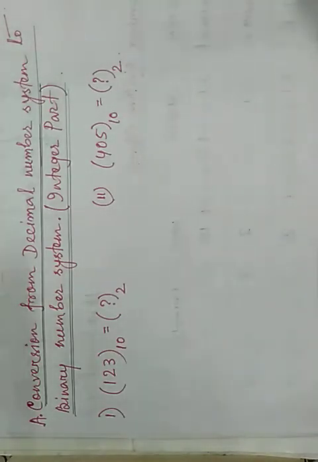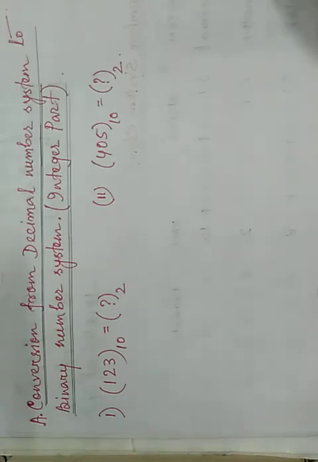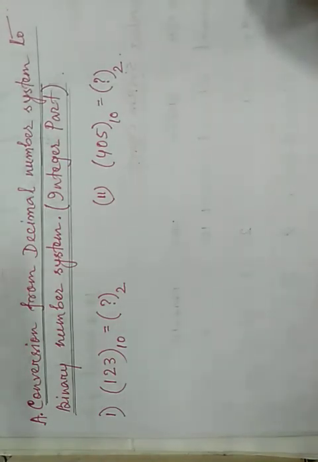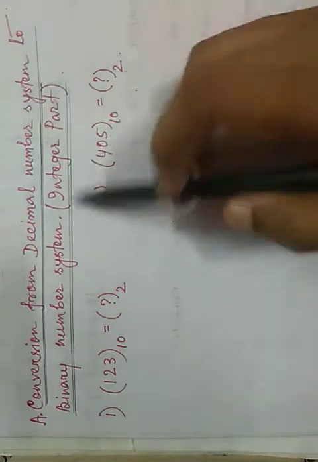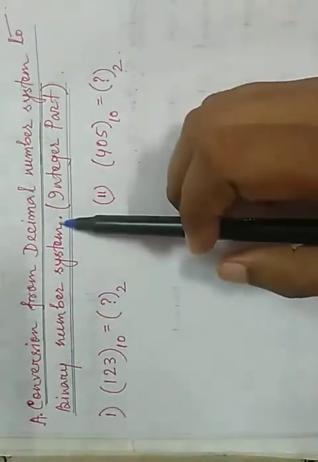Welcome students. In our previous video we have learned about different number systems with their bases and with an example. We already know that there are four number systems which we use, that is decimal, binary, octal and hexadecimal number systems. Here we are going to learn how to convert decimal number systems into binary number systems.